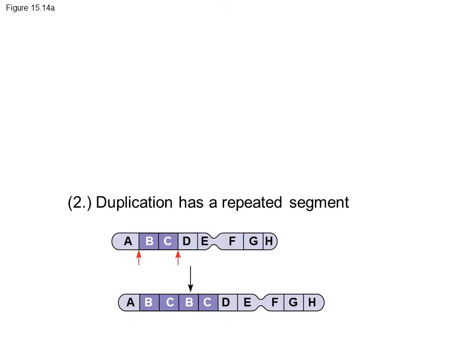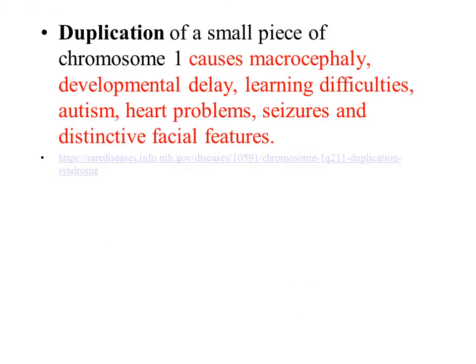Duplication is another example. This occurs when you have a repeat of different genes within a chromosome. In the image below, we're looking at gene B and gene C. Notice that they have been duplicated. So when you duplicate a small piece, such as on chromosome 1, this can lead to macrocephaly. It can also lead to developmental delays, learning difficulties, autism, heart problems, seizures, and distinctive facial features.